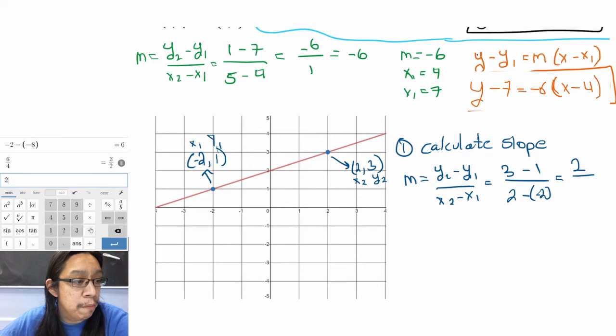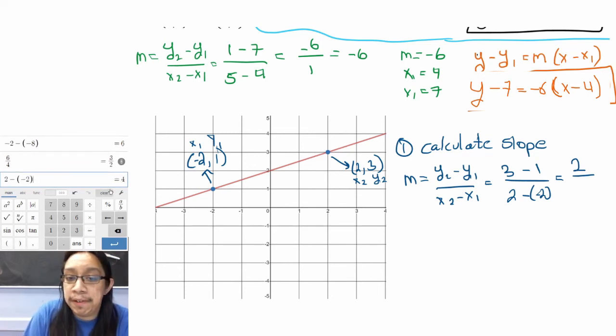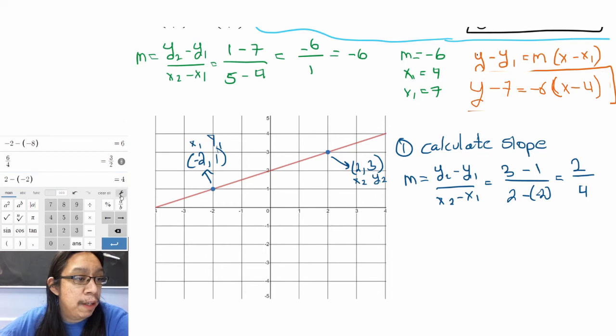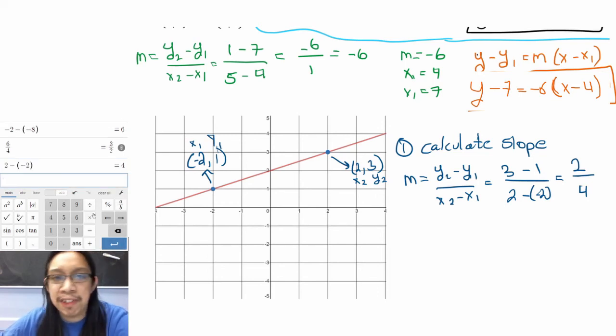So 2 minus negative 2 is going to give us a 4. Okay, so that's pretty cool. Let's go ahead and put a 4 there. And now let's simplify. So 2 divided by 4. If you're really good with your simplification, you might already know the answer. But if you don't feel too confident, that's fine. Just go ahead and put it on Desmos, and it'll simplify it for you.